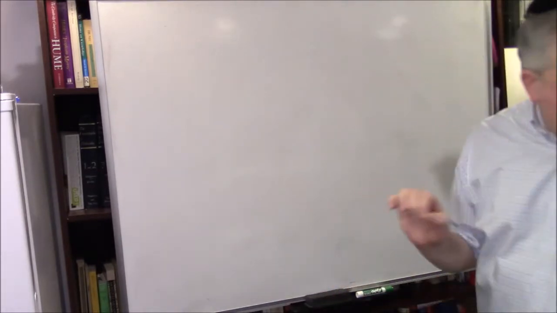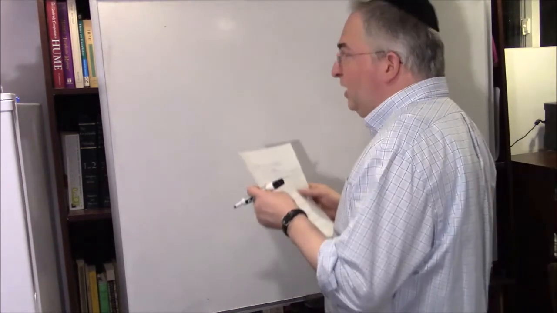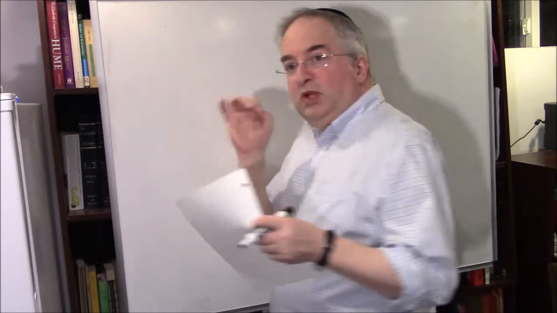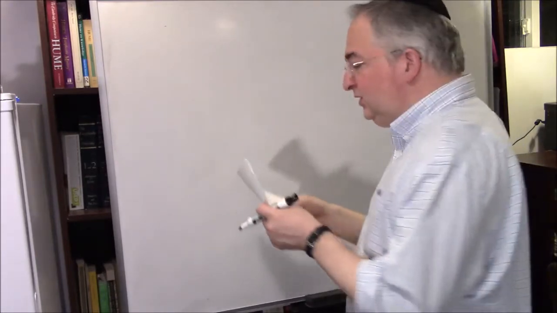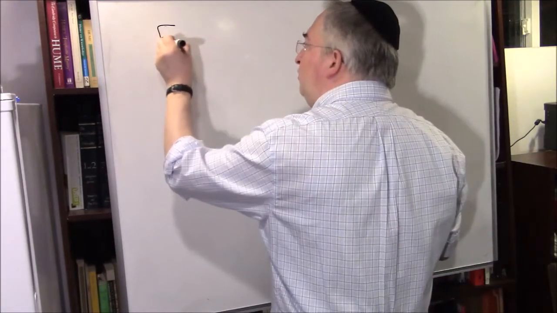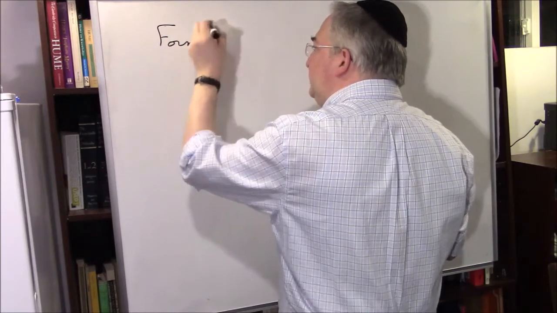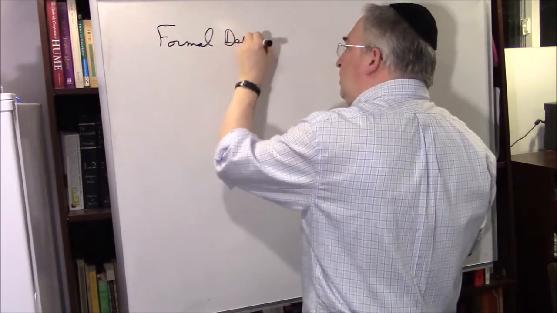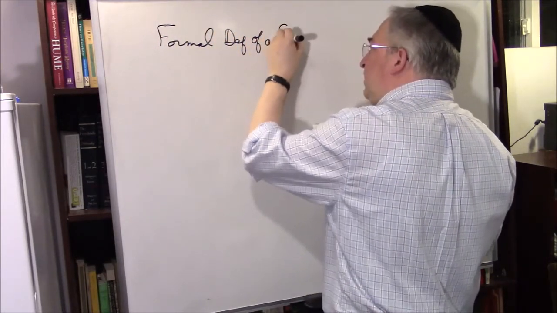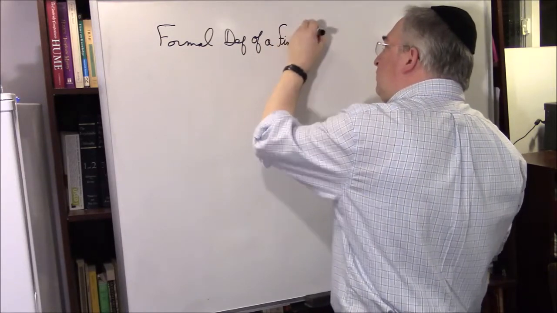Okay? And we're going to see this definition, variations of this definition, many times in the coming pages. So you really have to get a feeling for this. You really have to understand this. So formal, that means exact, definition of a finite automaton.